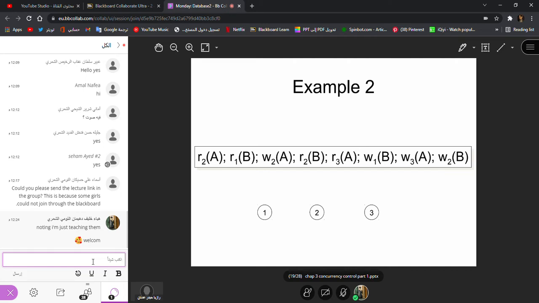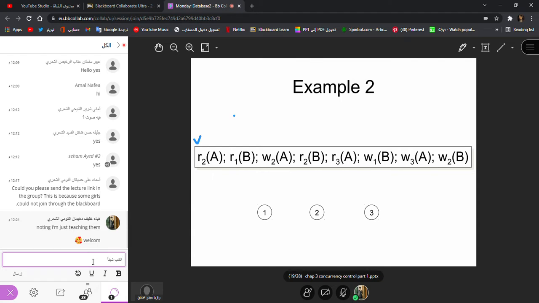So transactions are represented by the nodes. Okay, so I will make 1, 2, and 3, 3 nodes. Now I have to check the conflict. So I will start from the first one, and I will compare it with all of these and see if there is any conflict. Okay, so let's start from here.